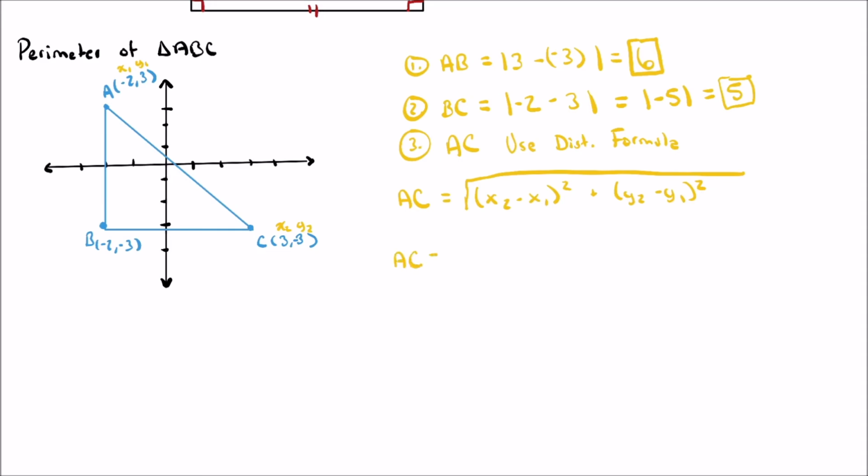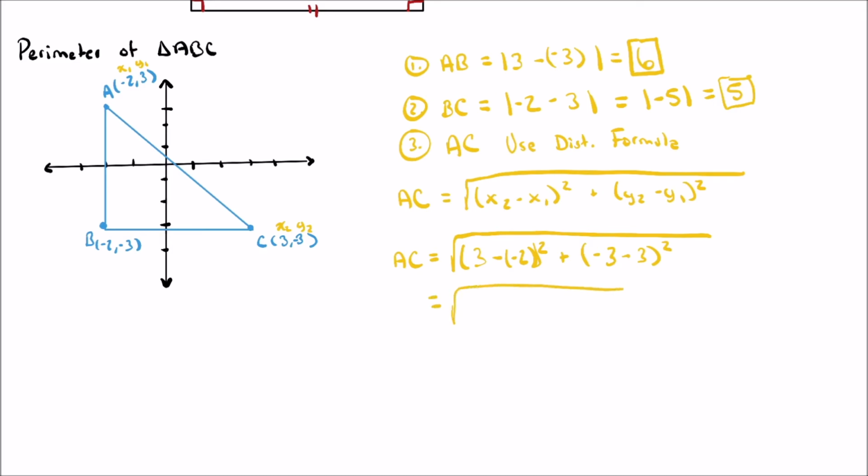So AC is going to be equal to the big old square root of x2, which is 3, minus x1, which is a negative 2, and we're going to square that quantity. And then y2 is going to be a negative 3, and we are going to subtract from that a y1, which is a positive 3, and also square that value.